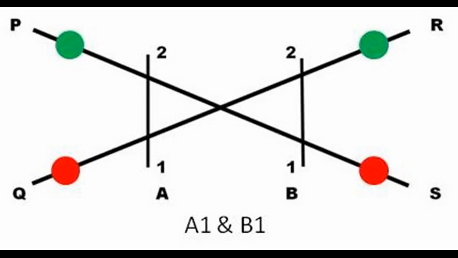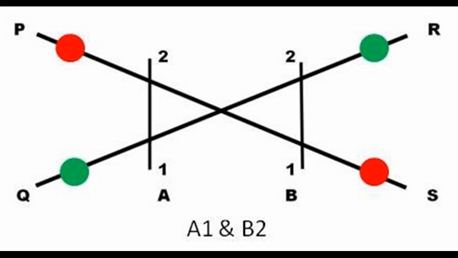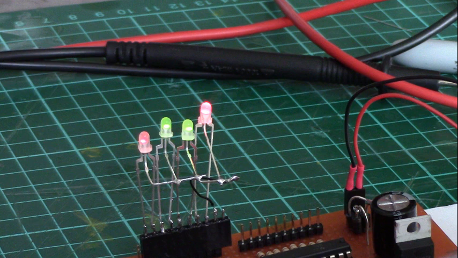For the point condition A1 and B1, the green indicators should be on tracks P and R with red on Q and S. For the point condition A1 and B2, the green should be between R and Q with reds on P and S.